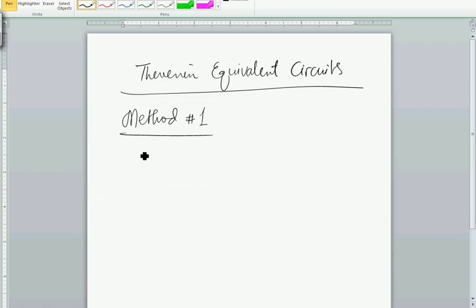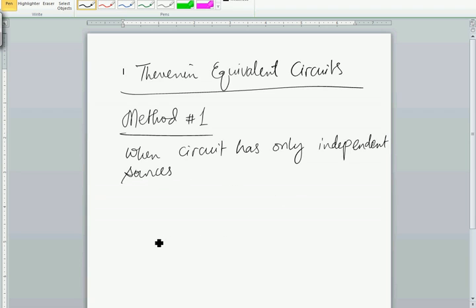And this is employed when circuit has only independent sources, whether it's current source or voltage source or a combination of both. The method is pretty straightforward. Let's choose a circuit. Let's say this is your circuit.